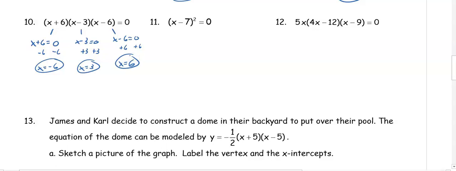In number 11, x minus 7 squared. So usually we write that out if we're multiplying, but if we're solving, we just need to do this once. X minus 7 is equal to 0. We add 7 to both sides, so x equals 7.